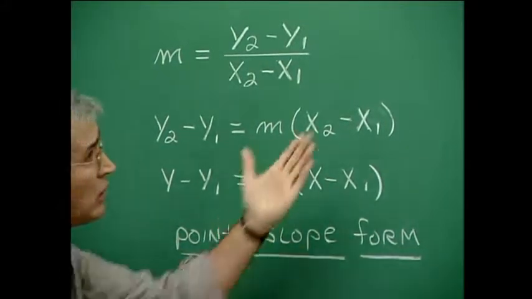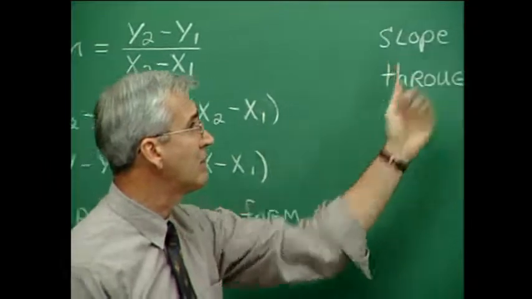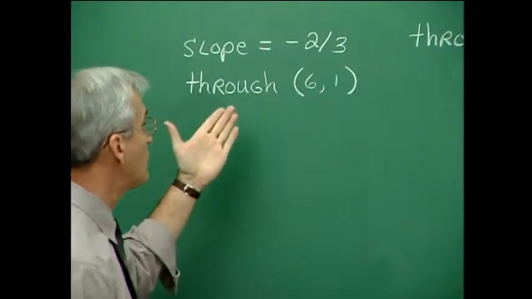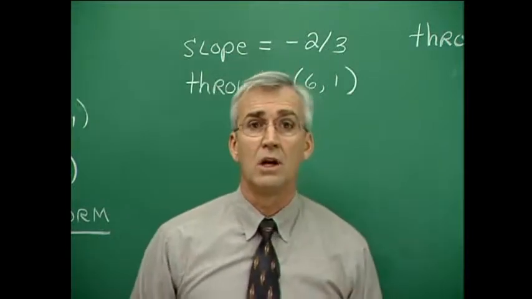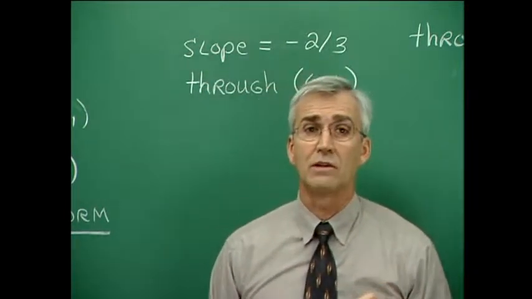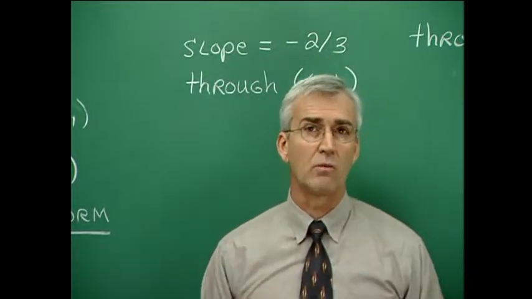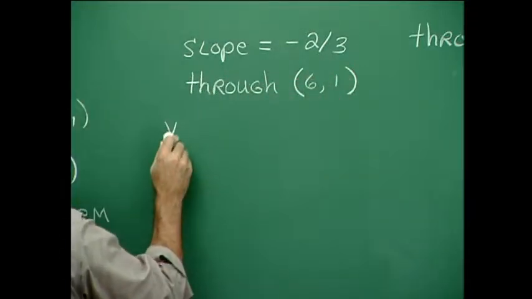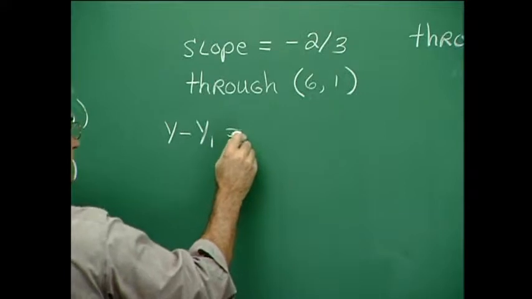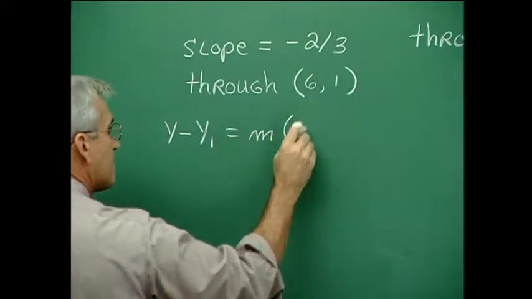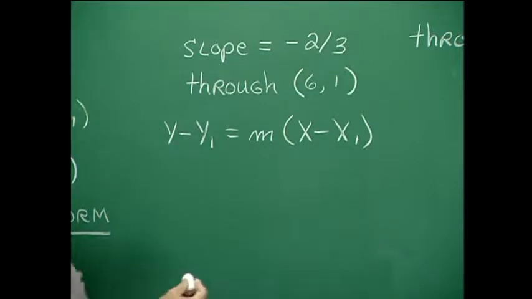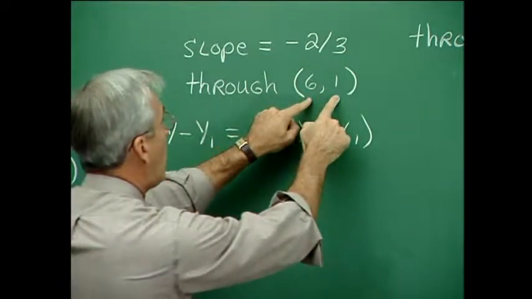For example, suppose we know that the slope of a line is negative 2/3 and the line goes through the point 6,1, and we want to generate the equation of the line. Whenever you're asked for the equation of a line, think about this point slope form and just write it down. So we would begin with, and now just plug in information that we know. We have the coordinates of a point and we have the slope.